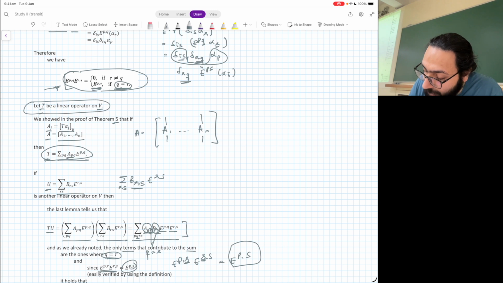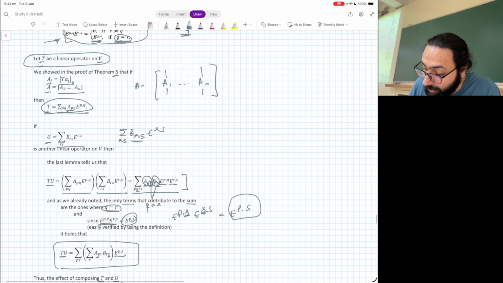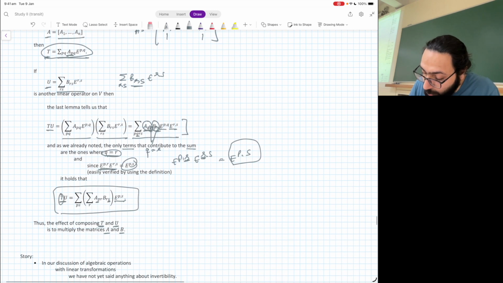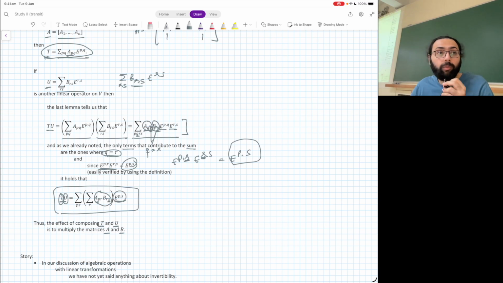If you have T as any linear operator, then T composed with some other linear operator U, you can find by basically multiplying the corresponding matrix representations when you express it as a linear combination of these E's, which are the basis of the linear matrix. So that is what to do.